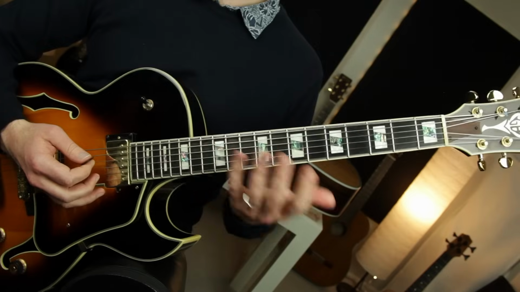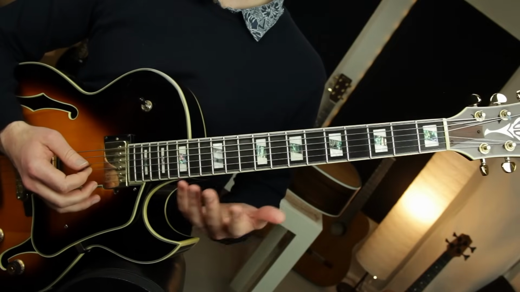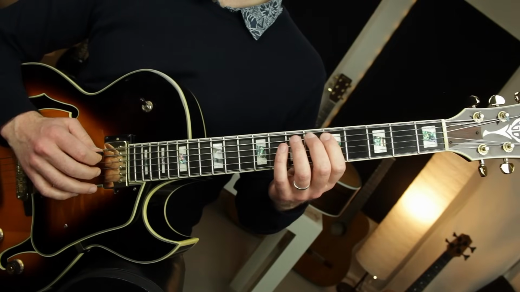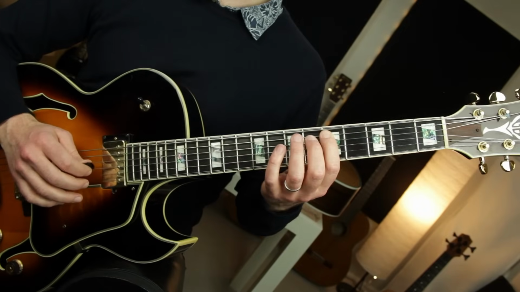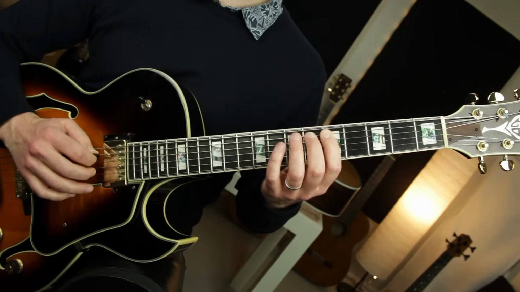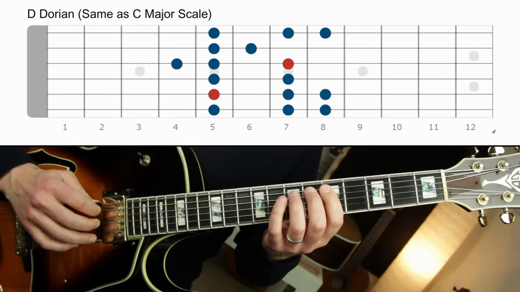And actually, you can just think C major when you're improvising on a modal tune like Impressions or So What. You can just play the C major scale. You can play any C major scale shape, or you can think of it as Dorian with D as the root. Okay, so here's the scale again with the diagram on the screen.